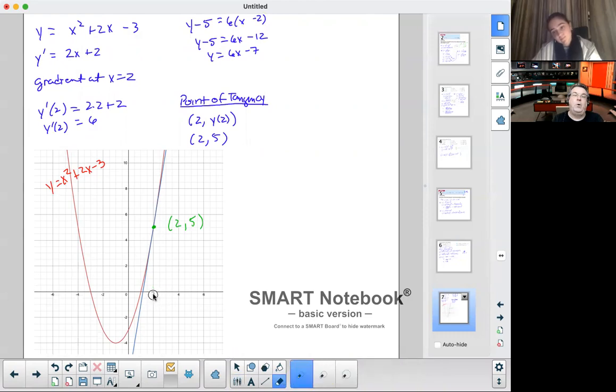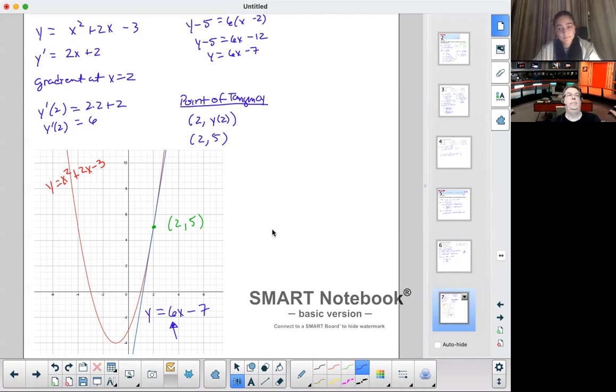And so then I figured out the equation of the tangent line, which we'll get to. But the equation of the tangent line, which is right here in blue, you probably can't tell it's blue, is y equals 6x minus 7. Notice that the slope is 6. Same as the slope of the tangent to the curve. That's what we're doing. That's what's happening.